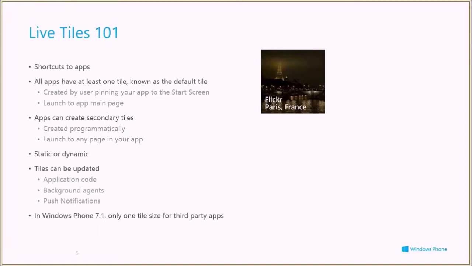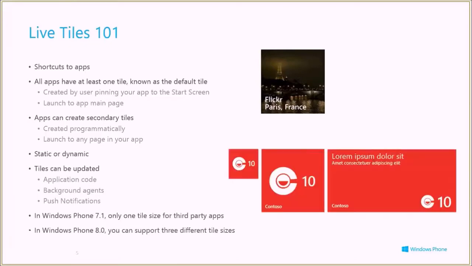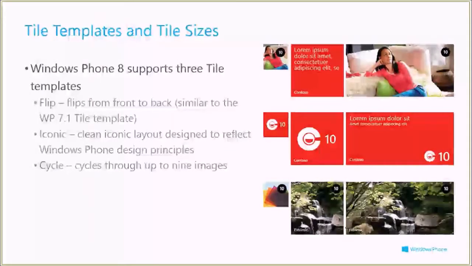In Windows Phone 7.1, if you are familiar with it, we had only one tile size for third-party apps, which is the white tile. So, tile templates and tile sizes: we've got three tile sizes, which are the small, the medium, and the wide, or large, whatever you would like to call it. And these are the sizes. What about the templates? We've got three templates: flip, iconic, and cycle. The flip is the one which flips upside down.